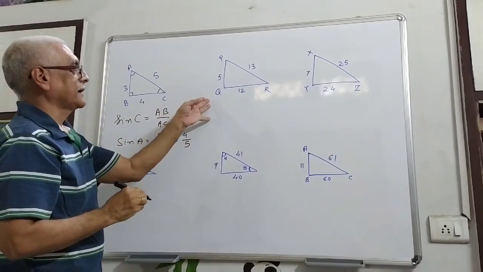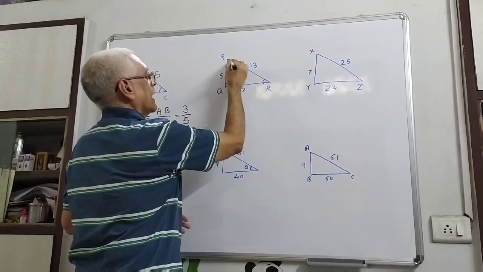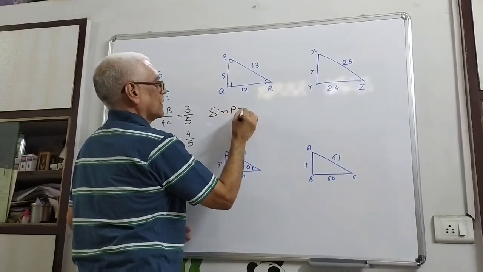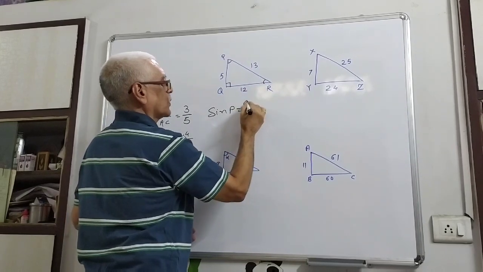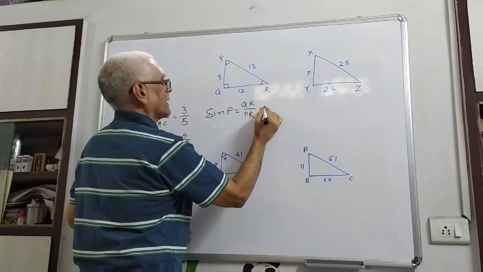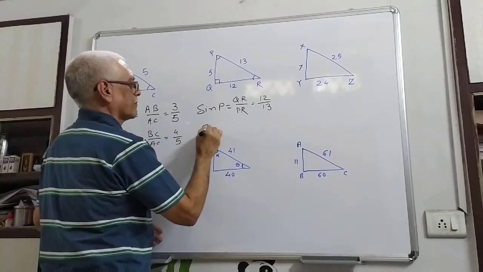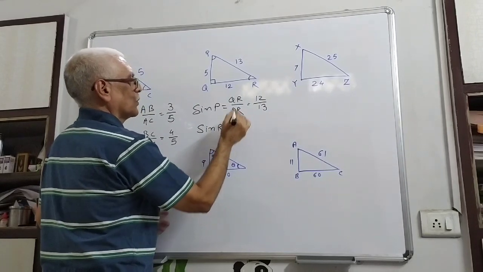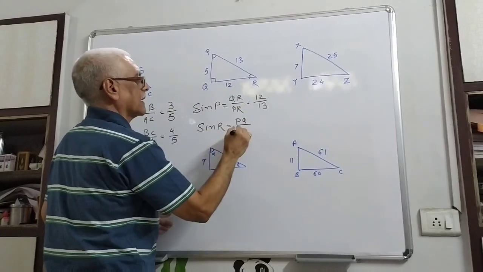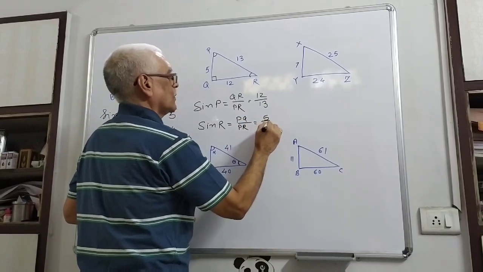Now in this triangle you will find that Q is a right angle and R and P are acute angles. For the acute angle P, sine P is equal to the length of the opposite side, that is QR, upon the length of the hypotenuse, that is PR. So QR is equal to 12 and PR is equal to 13. And if you consider sine R, this is equal to the side opposite to R, which is PQ, upon hypotenuse PR. So PQ is equal to 5 and PR is equal to 13.